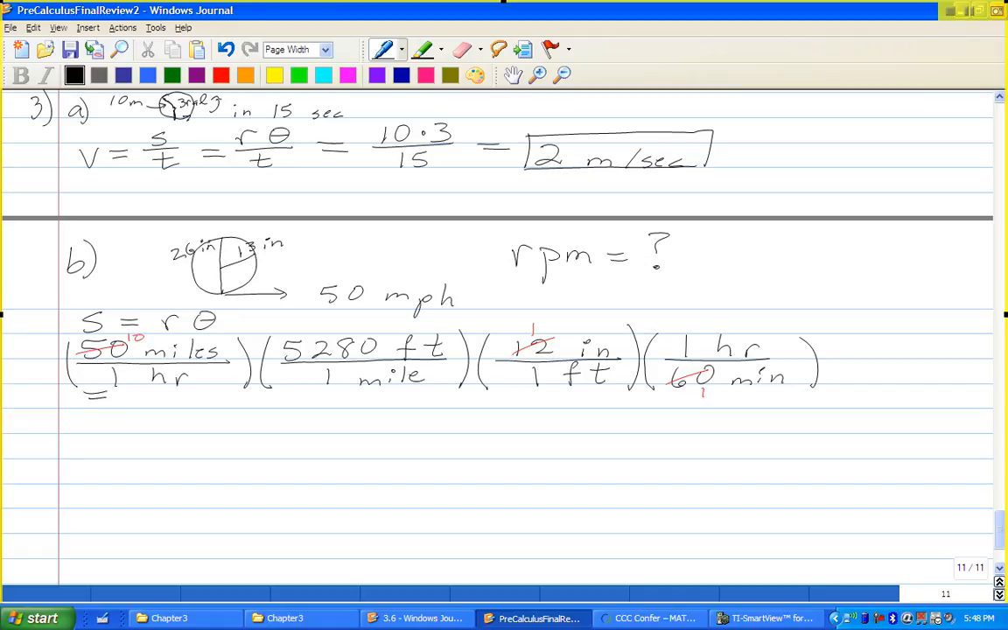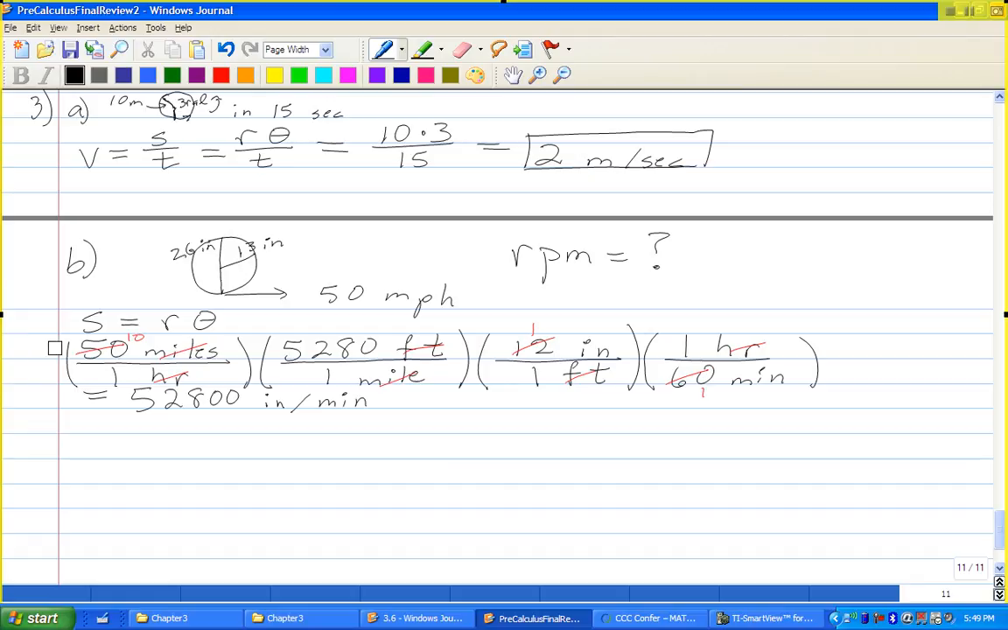Okay, so that's not too bad, because it's 50 miles per hour. That makes it good. And so this is 52,800. The miles cancel, the feet cancel, the hours cancel. And so this is inches per minute. So that's the speed, the velocity.